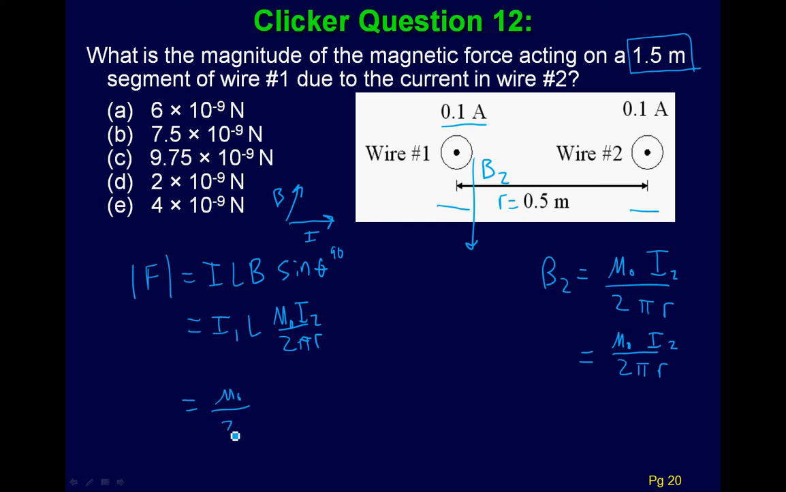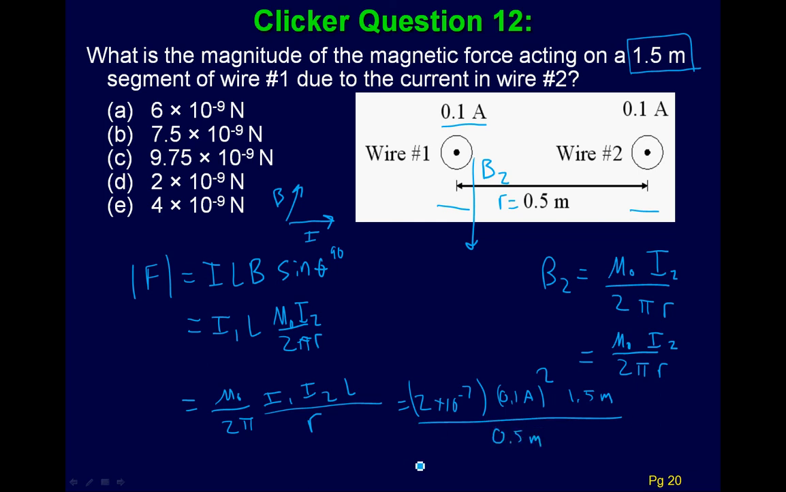So when I'm all done with this equation, I get μ0 over 2 pi, times current 1, current 2, L, everything on the top, and on the bottom it would just be R. Then if I plug in my numbers, μ0 over 2 pi is 2 times 10 to the negative 7, and I1 would be 0.1 amps, squared since there are two of them. The length is 1.5 meters, and finally you divide by 0.5 meters. When I did this, I got the answer A.